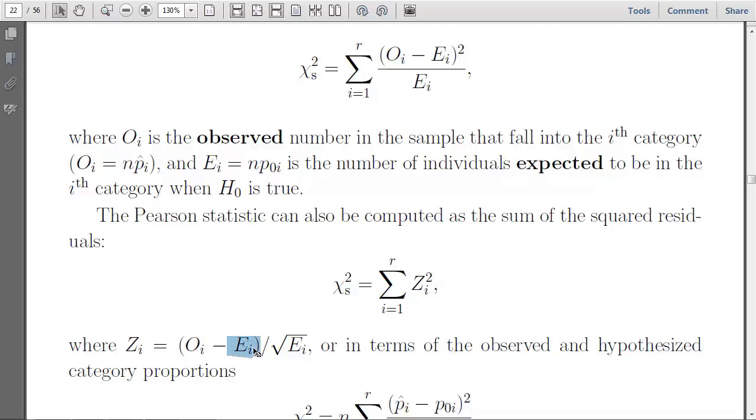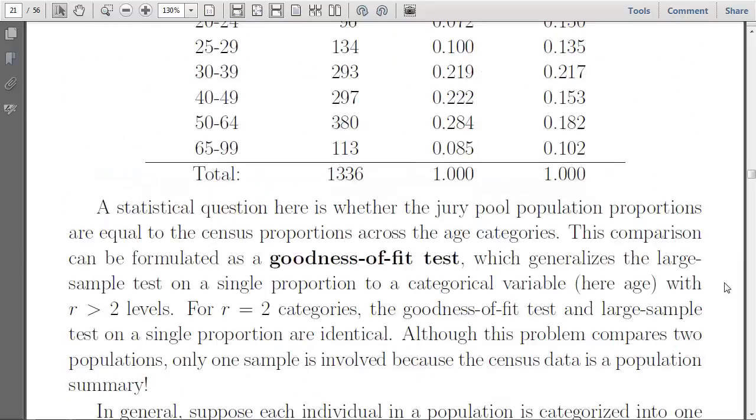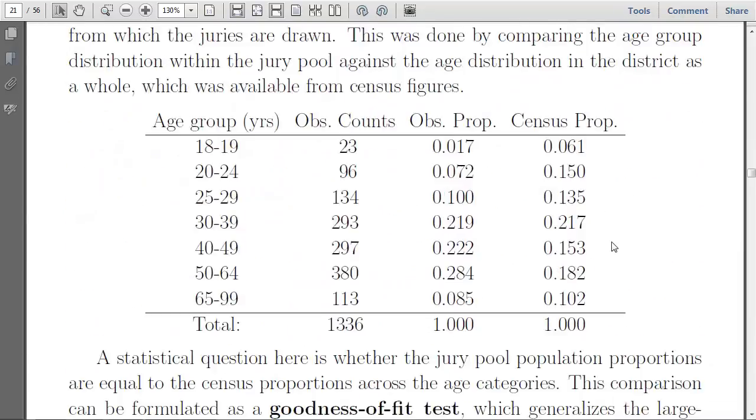So if we've got 7 categories in the jury example, and there may be some of these categories that are really different from the null hypothesis, and there may be some that are consistent with the null. For example, these two numbers, 0.219 and 0.217, are really similar. So the observed and the expected are very close to each other. In this top category, the observed of 0.01 is less than the expected of 0.06. So this suggests that the first age group is much less.